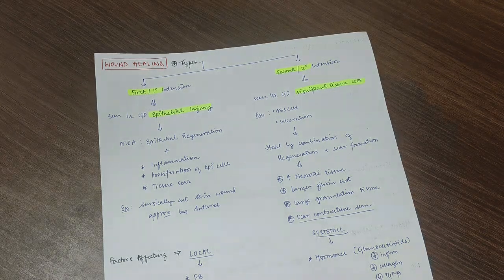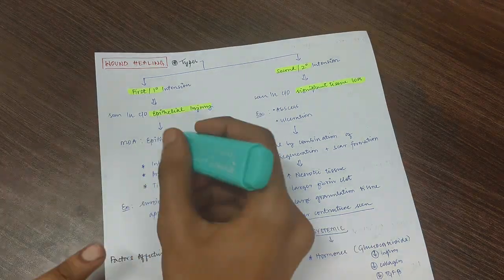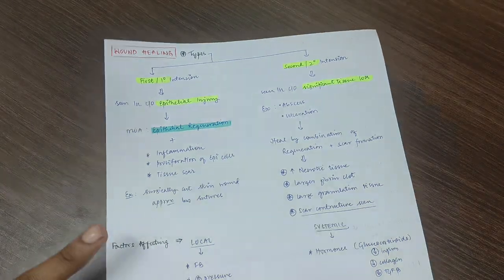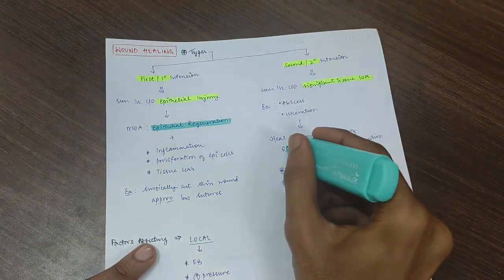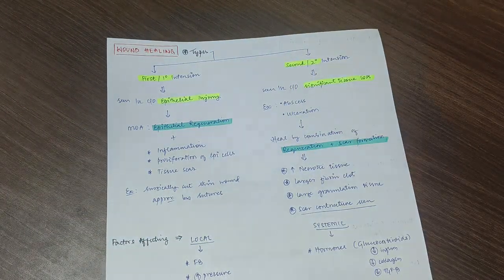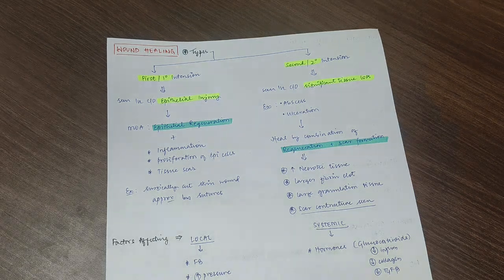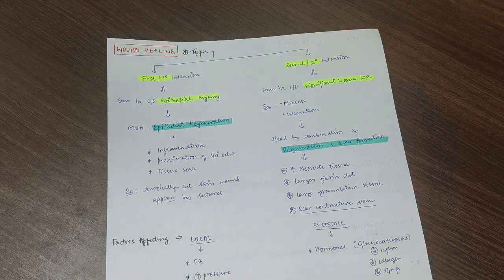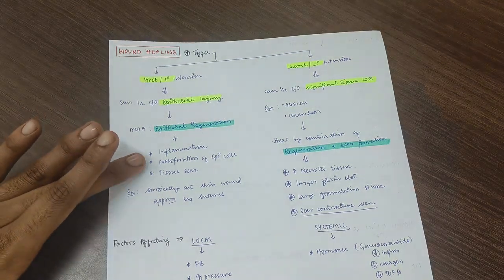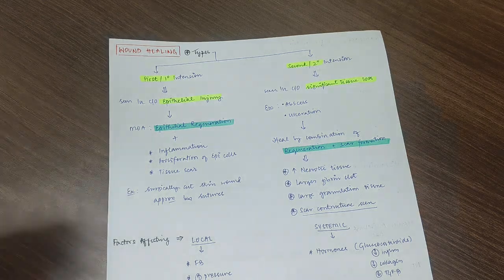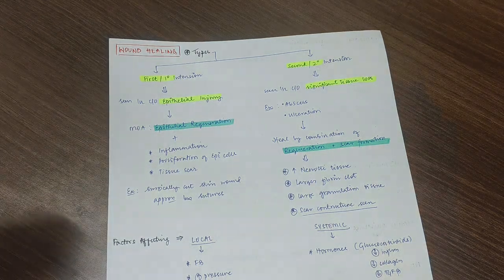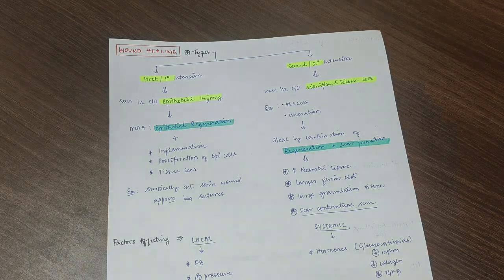So what is the mechanism of action here? Basically, it is epithelial regeneration. Whereas in case of secondary intention, it is regeneration plus scar formation. Repair is always with scar formation, whereas in regeneration there is no scar formation. What is associated with wound healing in case of primary? Inflammation, proliferation of epithelial cells, and tissue scar minimally, because repair is not the major mechanism in primary healing. Whereas in case of secondary, it is repair and scar formation.